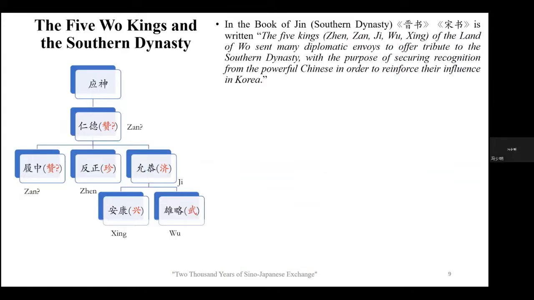So now we move back to the book. In the Book of Jin Dynasty, it is written that there are 5 kings of the Wa Kingdom. They sent many diplomatic envoys to offer tribute to the Southern Dynasty, with the purpose of securing recognition from the powerful Chinese in order to reinforce their influence in Korea. So it goes like this: the Chinese tributary system, in order for your kingdom to have presence, right? You must be acknowledged by the Chinese emperor, right?